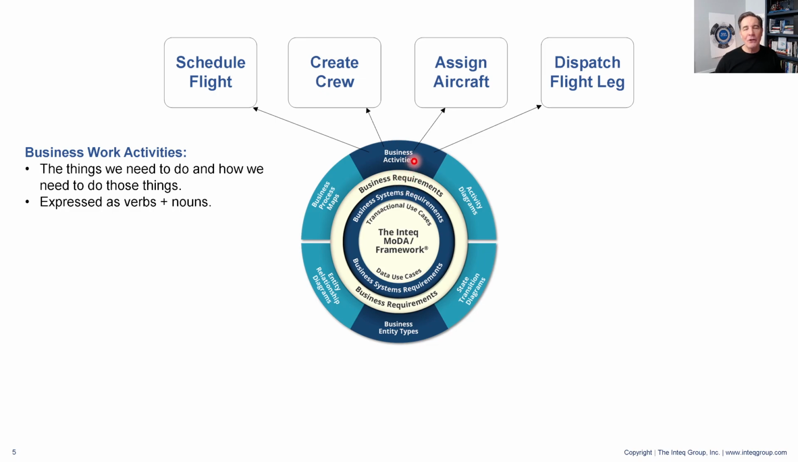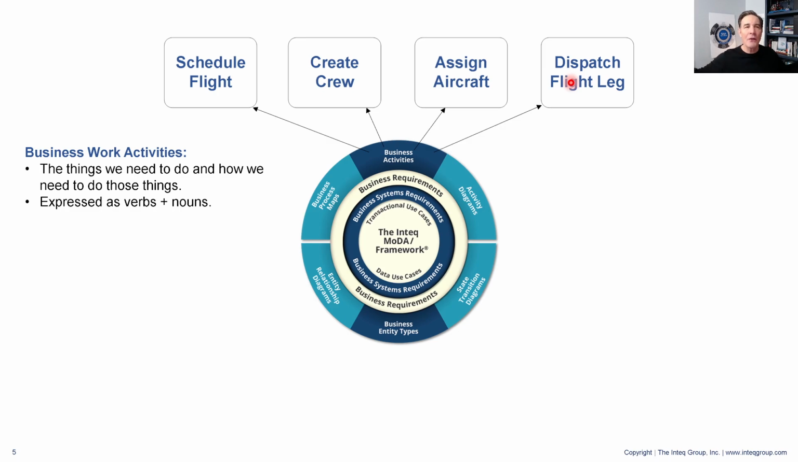So on the top half, we're talking about business activities. What are some of the things we might do in crew scheduling? Well, there are hundreds of things we do, but some of them might be like schedule a flight or create a crew or assign an aircraft to a particular flight leg or dispatch a flight leg to make it operational, right?